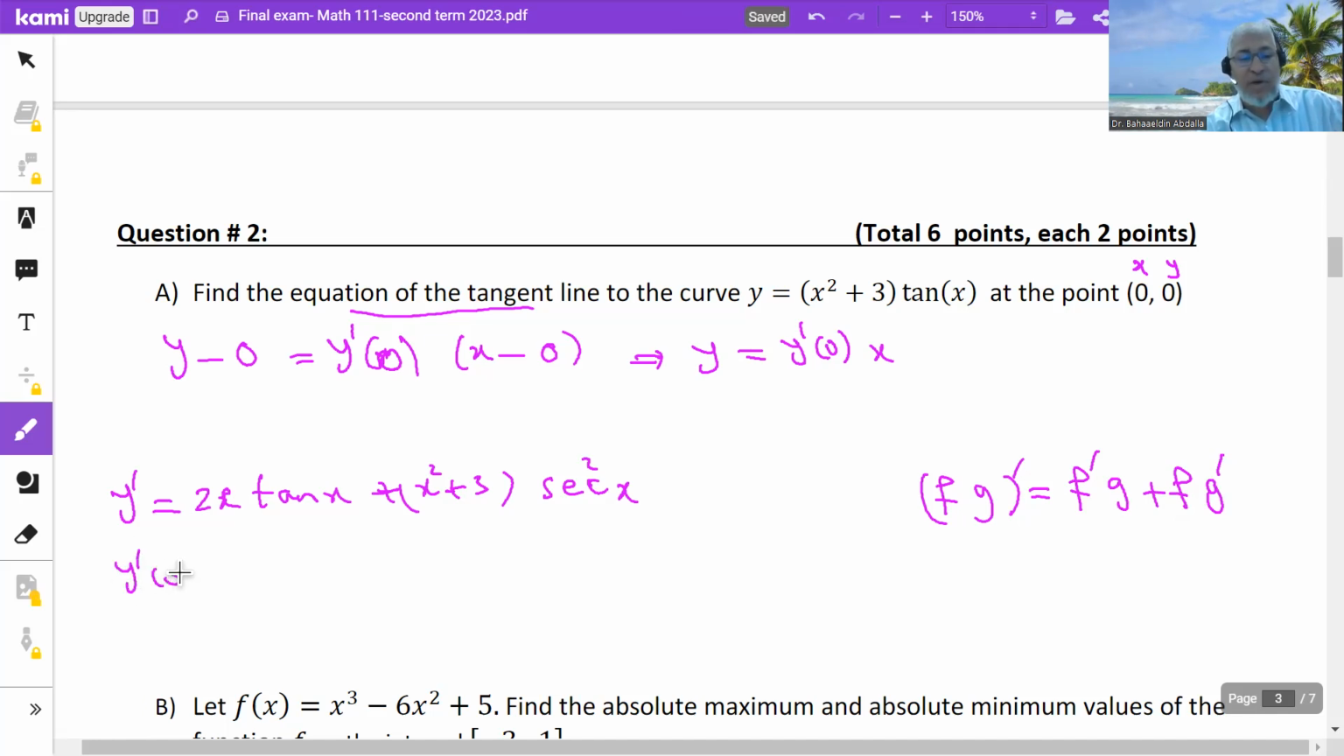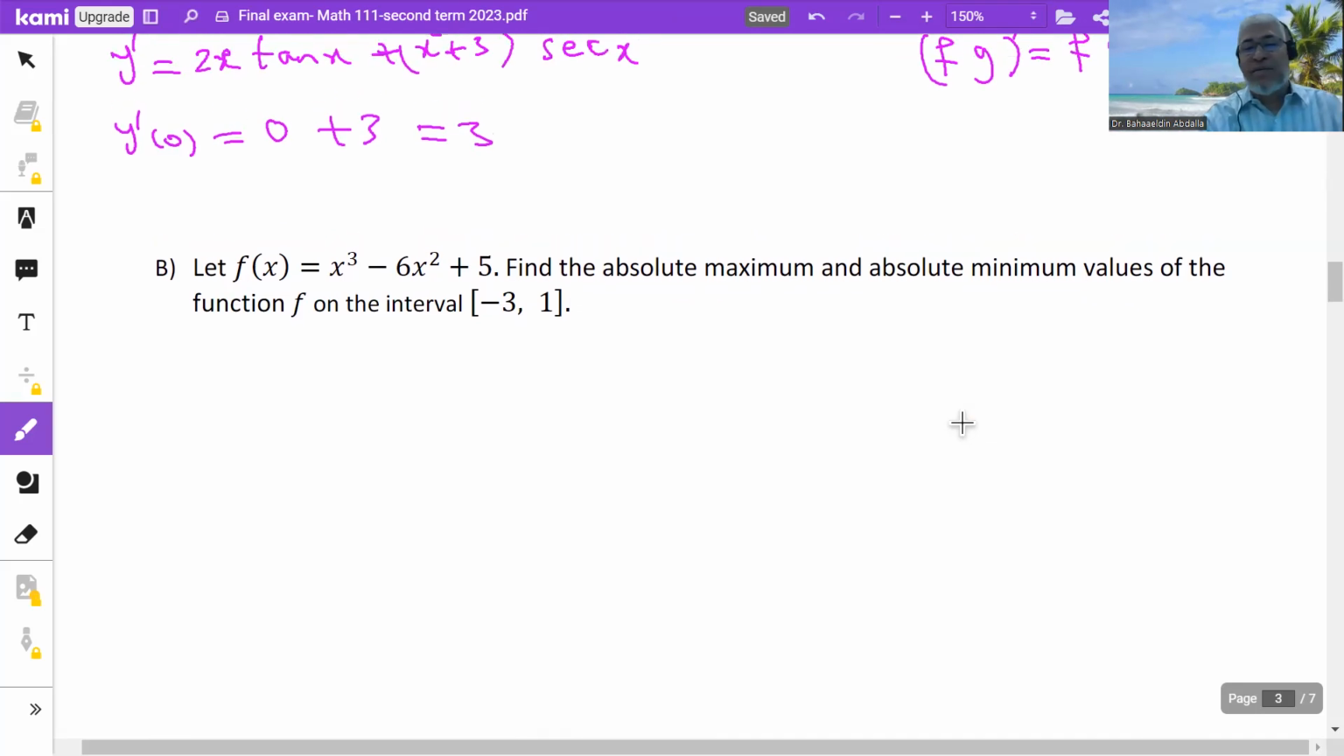And now let us find y prime at 0. If x is 0, the first term cancels, so I have 0 there. And if x is 0 in the second term, I'll have 3 times secant squared at 0. Well, cosine 0 is 1, so secant 0 is 1. So the answer is, in fact, 3. So the equation is y equals 3x. This is the equation of the tangent line.